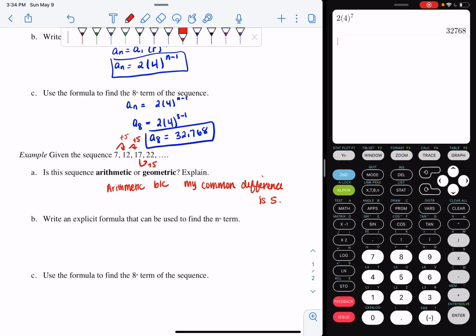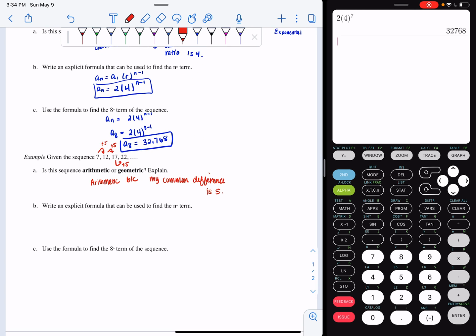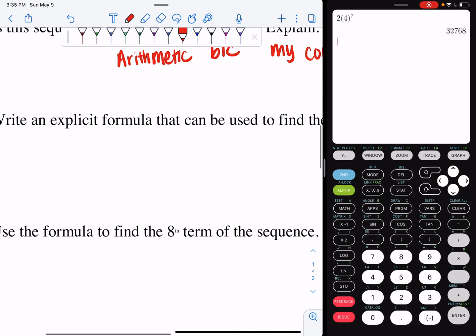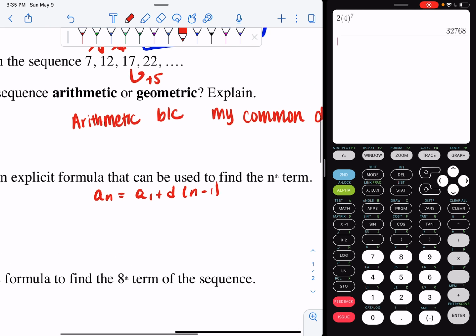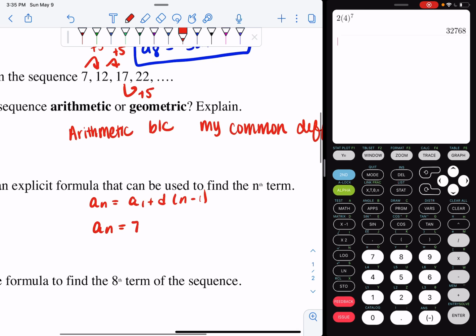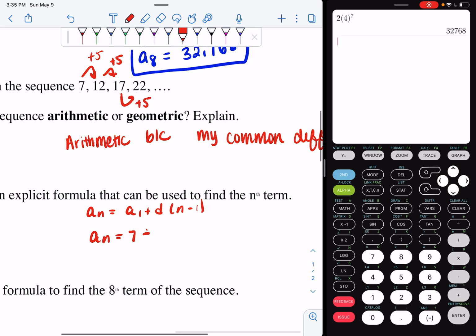Now, part B says, write an explicit formula that can be used to find the nth term. So we're simply going to use our formula from above: a sub n equals a sub 1 plus d times n minus 1. When looking at the sequence, what's my first term? Very good, it's a 7. What's my common difference? Very good, it's a 5. And then I have my times n minus 1.